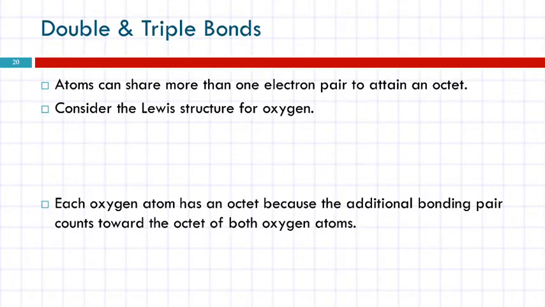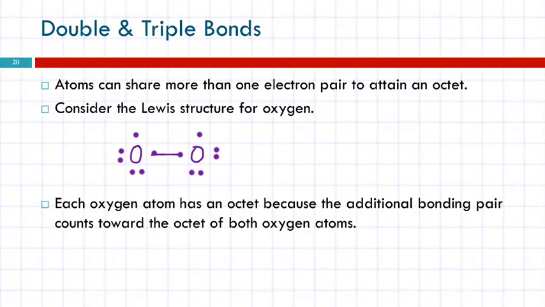So that's sharing 1 pair of electrons. You can share more than 1 pair of electrons. So let's look at oxygen. Oxygen is also a diatomic element. Oxygen has 6 valence electrons. So if 2 oxygen atoms get together and decide to share an electron with each other, does that give them an octet?